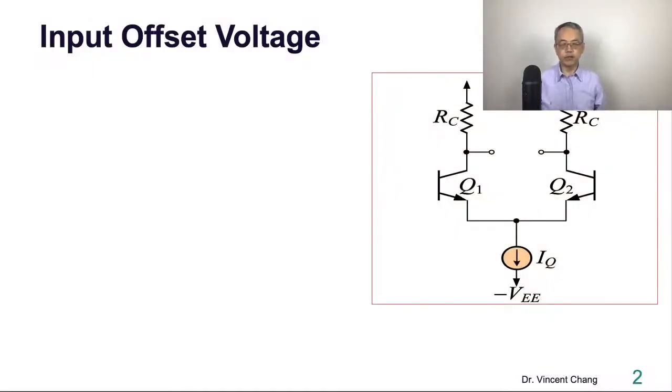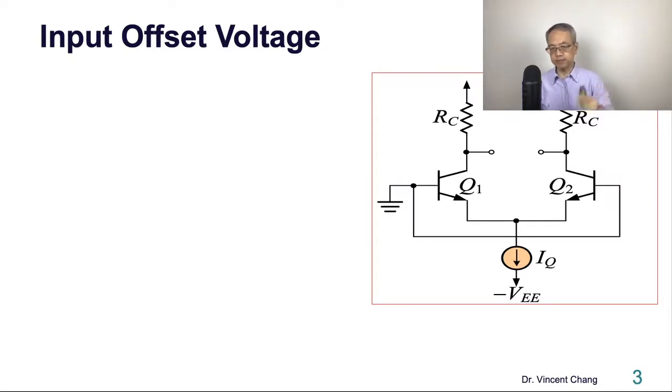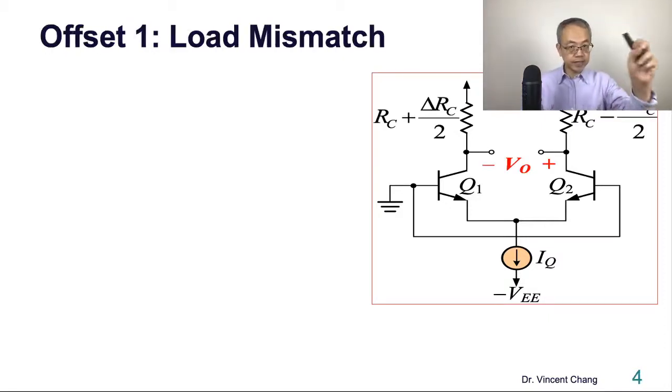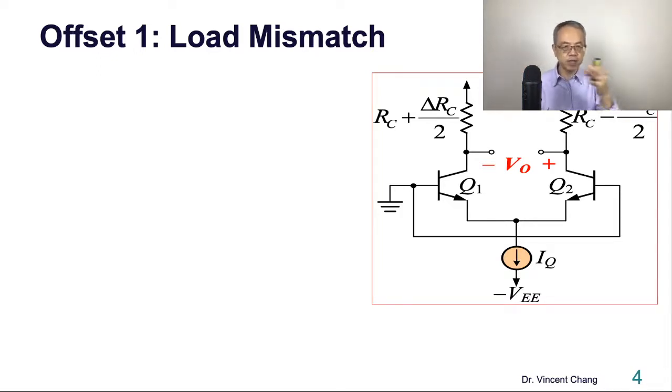Input offset voltage of the differential amplifier. The right-hand side shows the differential amplifier. What's the first step? Grounded. When someone asks you to calculate or analyze the input offset voltage, the first step is to ground the inputs, DC ground. And then get the DC output offset voltage under a certain mismatch condition.